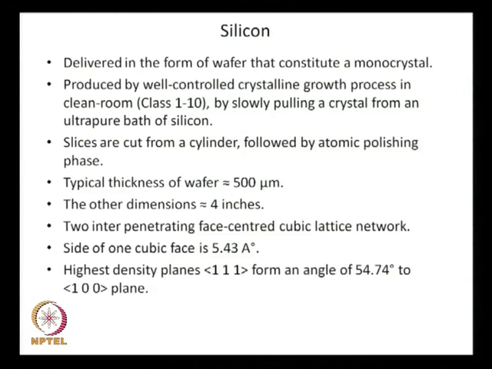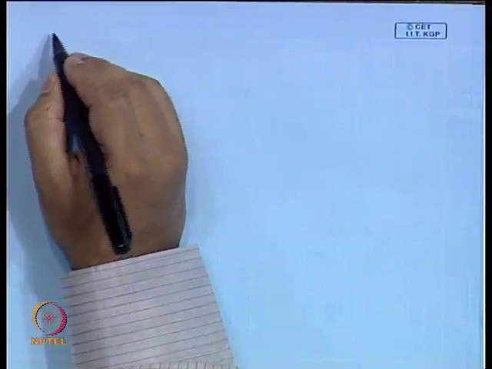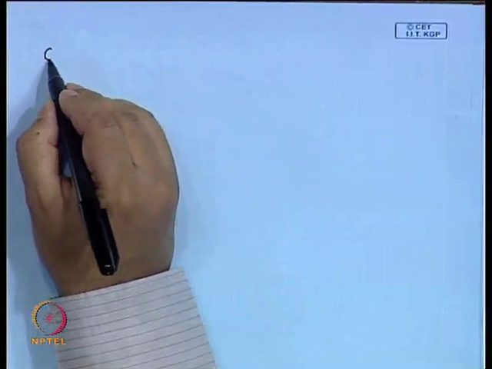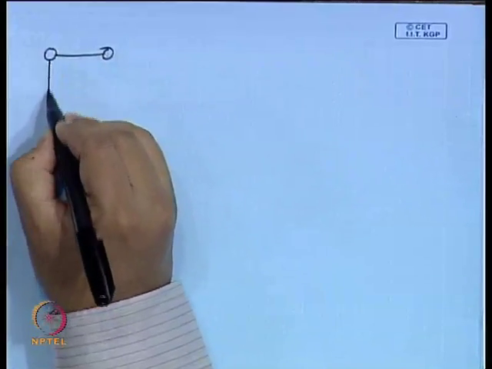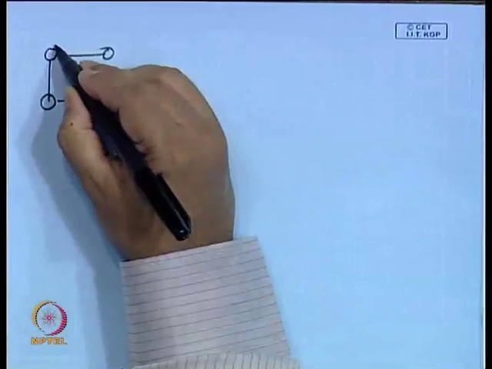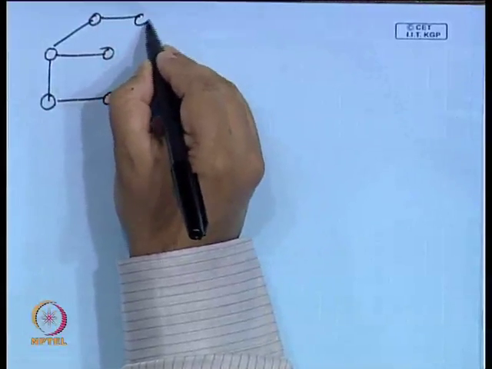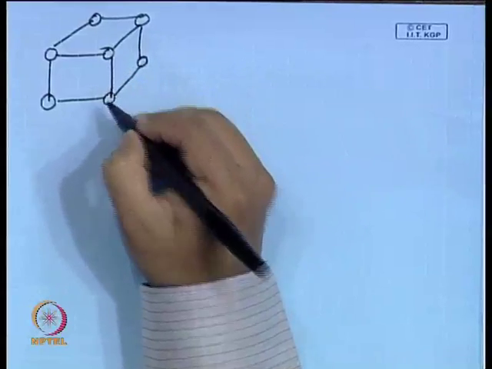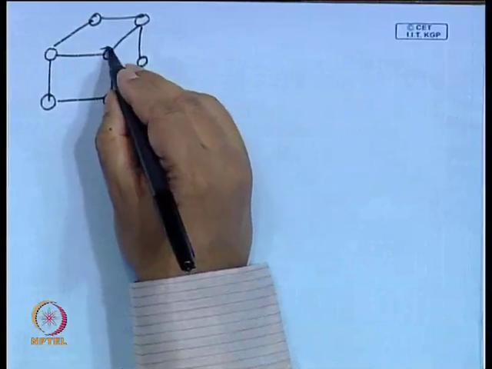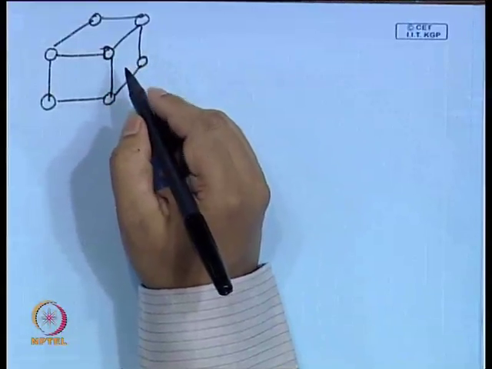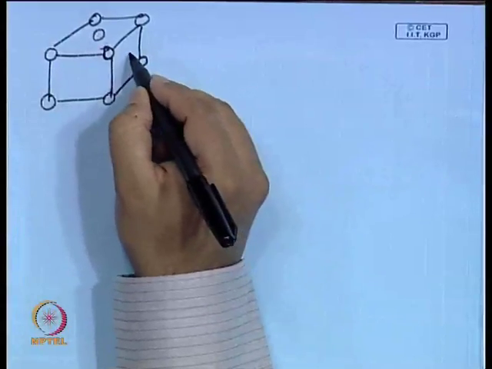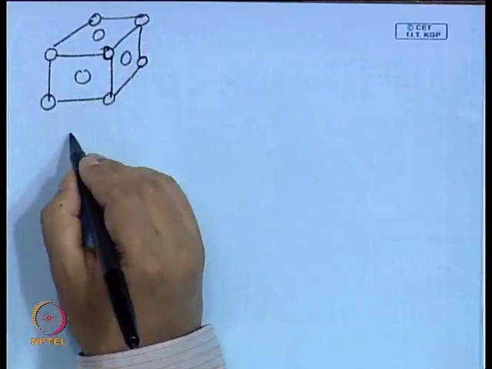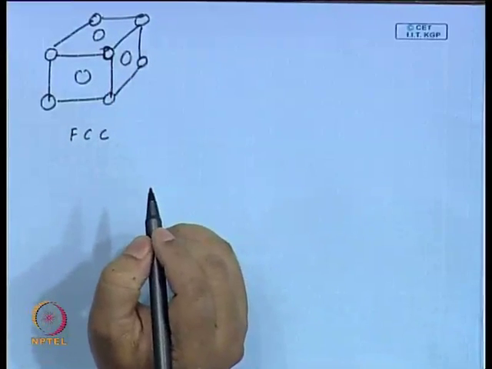The silicon crystal is basically, you understand what a cubic lattice is. A cubic lattice means a cube with one atom at each corner. This is not silicon, but this is called a cubic lattice. Then there is something called a face centered cubic lattice. That means one atom at the center of each face as well. This is called a face centered cubic lattice, FCC.